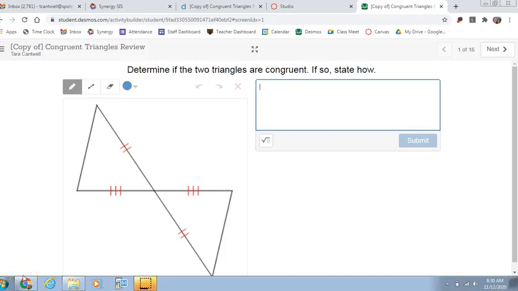Hello, geometry students. Hopefully by now you have completed the Desmos activity for the congruent triangles test review. And here is a video with the explanations on how to do these problems from the Desmos activity. After this, if you feel comfortable, then you can go take the test, which is a Canvas test. It is very similar to this review here.